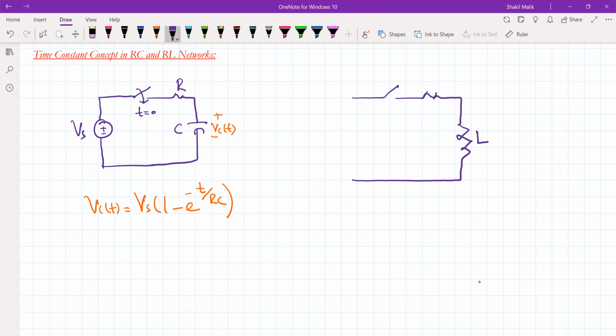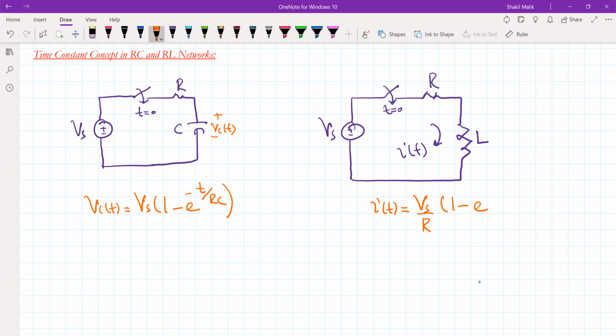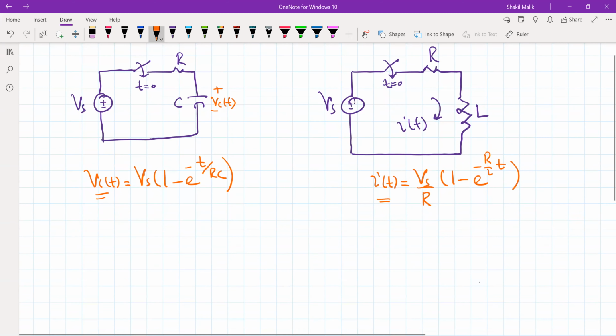a source Vs at t equal to 0, how does the inductor current behave? We know the inductor current is given by I of t is equal to Vs by R (1 minus e to the power of minus R by L t). So this is the behavior of the capacitor voltage in the RC circuit, and this is the behavior of the inductor current in the RL network.